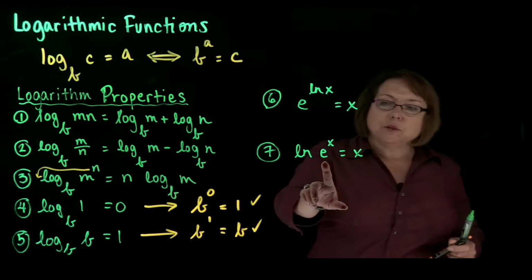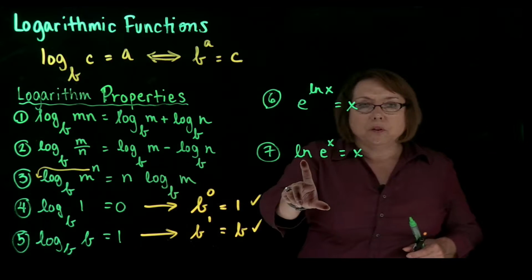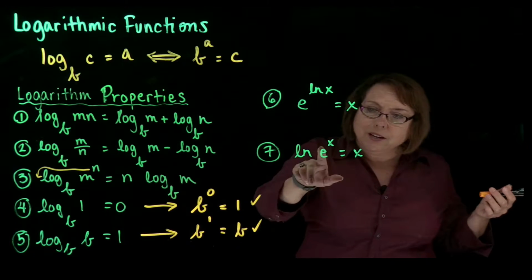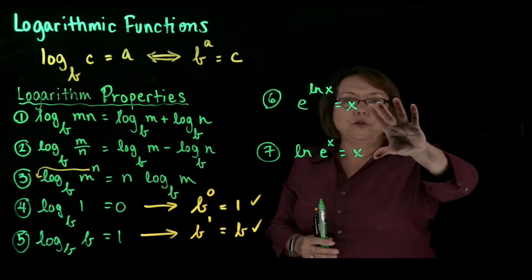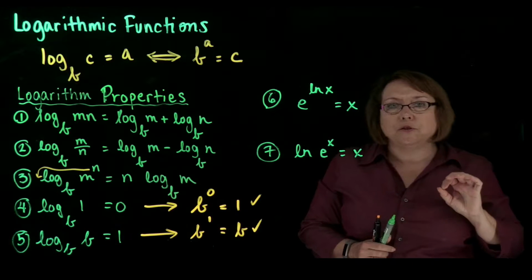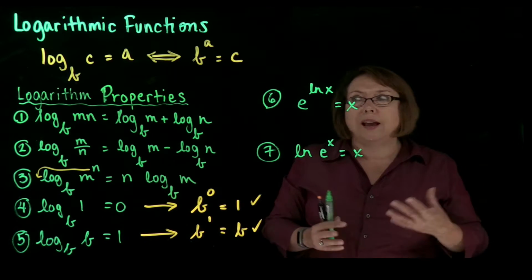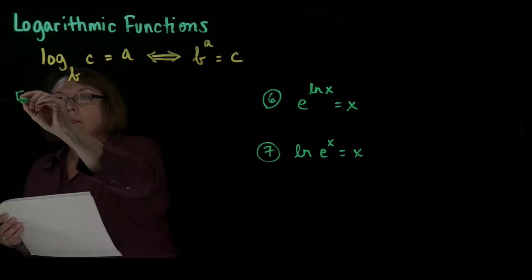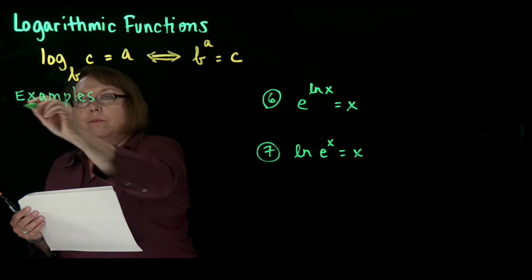Also, if you have an exponential expression, something with e to the x, applying the natural log to both sides of an equation will just undo the e, and that leaves you x. These are two really handy properties to understand fully because they will help you solve exponential and logarithmic equations. Let's try some examples.